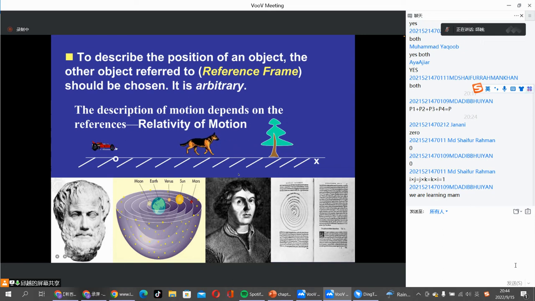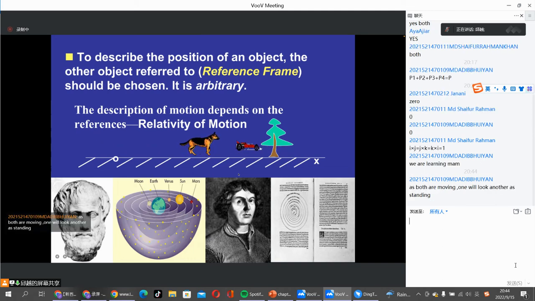I will give you a hint. We assume the right side, x is pointing towards the right direction.